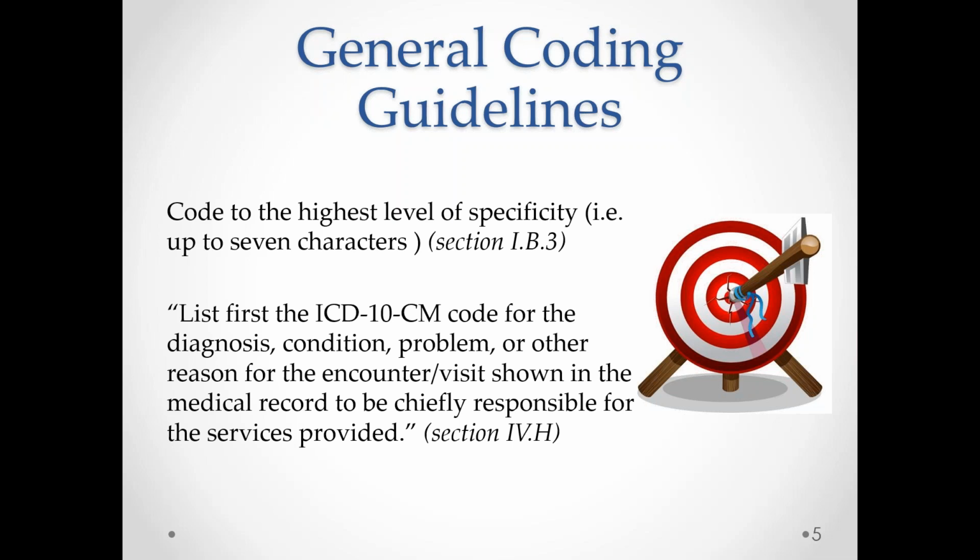Then in section 4 of the guidelines, paragraph H, we are told that the first code you should list is the condition or problem that's the primary reason for the encounter, the thing that's chiefly responsible for the services. In the last webinar, I went over a diagnosis coding hierarchy saying which code should go first. But in general, you should list first the codes that are the primary reason for the encounter. If the patient has some minor things that you want to report, that's fine, but the main thing should be first. That's what you should list first as your primary diagnosis.